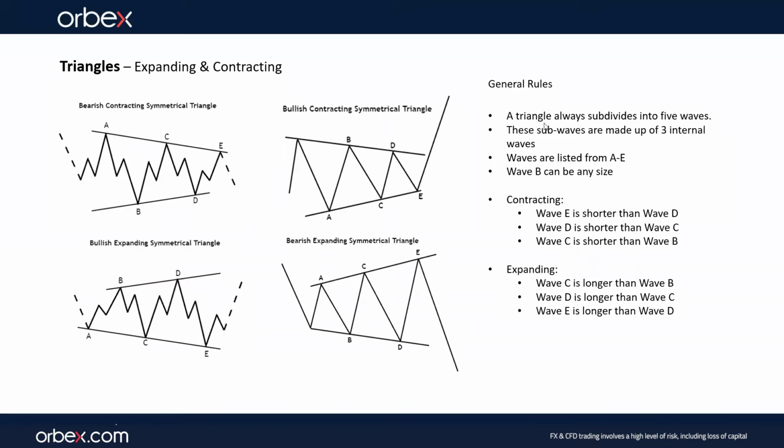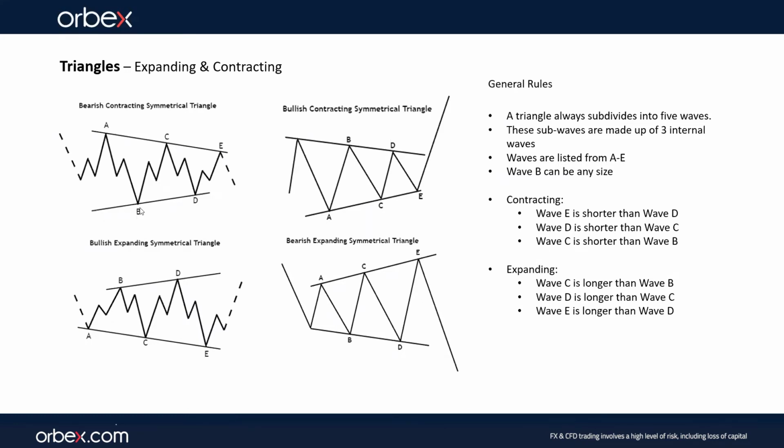So general rules, a triangle always subdivides into 5 waves. As you can see here, they're labeled alphabetically, so A, B, C, D, E for all. These subwaves are made up of 3 internal waves. So that means that this is basically a kind of triangle that's not showing the internal structure, but this is. So as you can see here, A to B, B to C, C to D, and D to E, they've got 3 waves inside them.